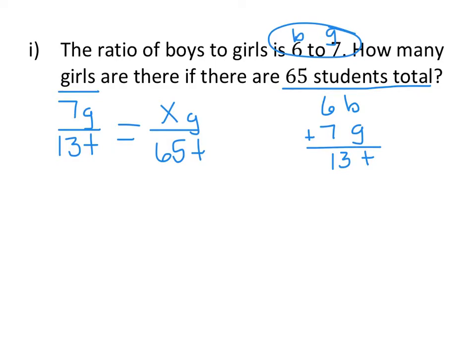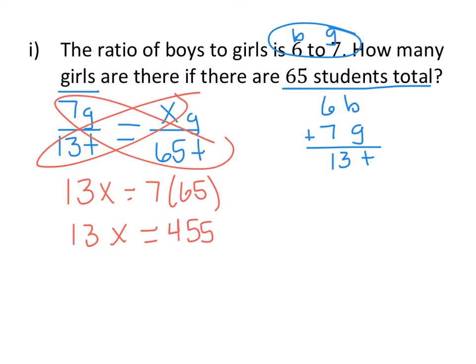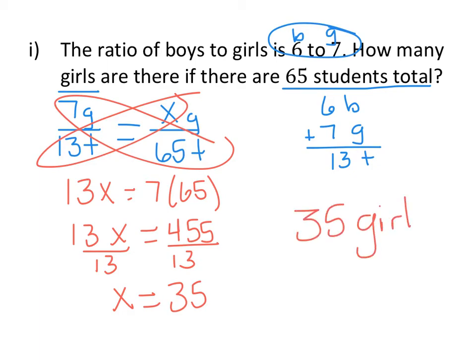So from here, I'm going to cross multiply. 13 times x equals 7 times 65. So 13x equals 7 times 65 is 455. Divide by 13. X equals 35. So there are 35 girls. Try the rest on your own.